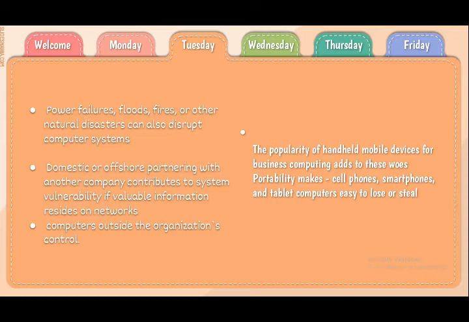Domestic or offshore partnering with another company contributes to system vulnerability if valuable information resides on networks and computers outside the organization's control. The popularity of handheld mobile devices for business computing adds to this, as their portability makes devices like cell phones, smartphones, and tablet computers easy to lose or steal.